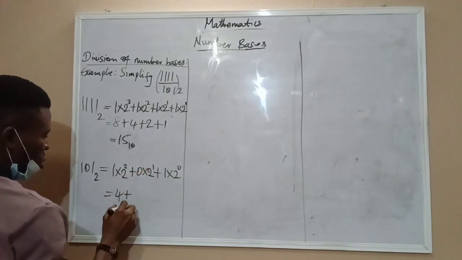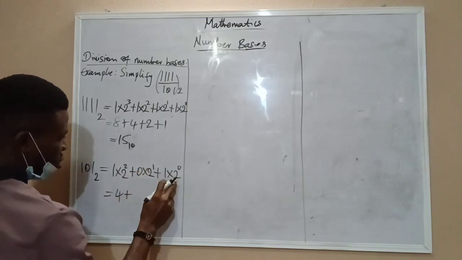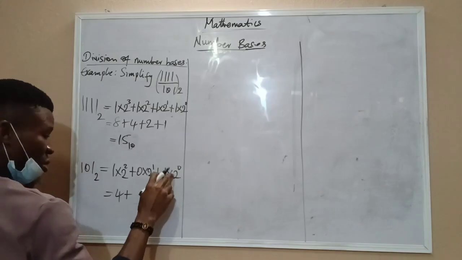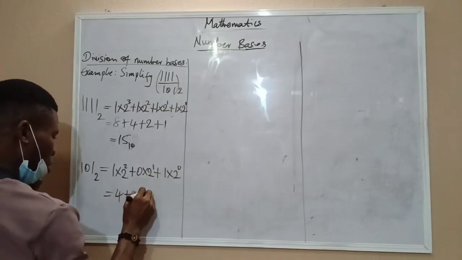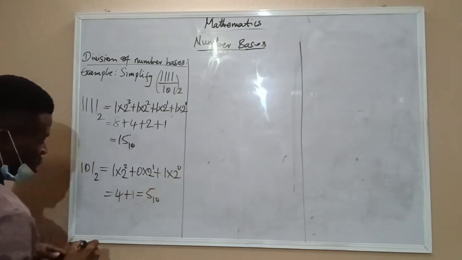Plus, this one is gone, this times 0 is gone. This is raised to the power 1, to the power 0, 1. This is 1 times 1 is 1. And this is equal to 5 in base 10.